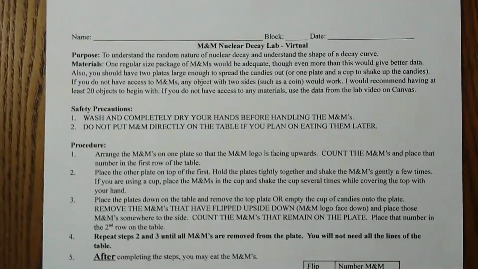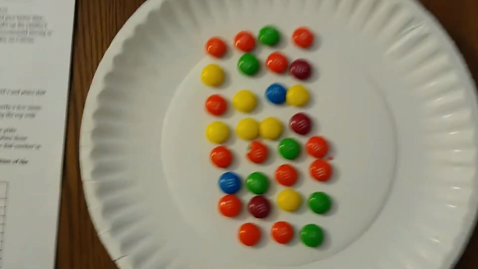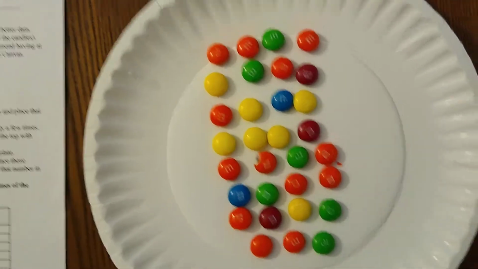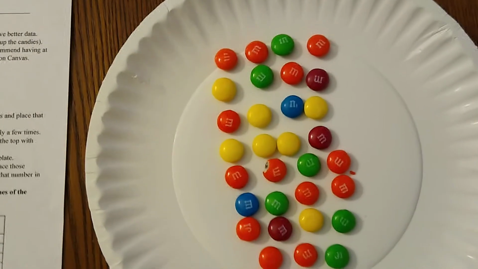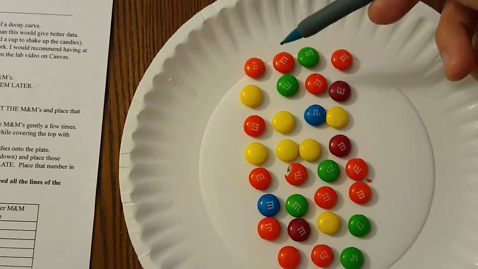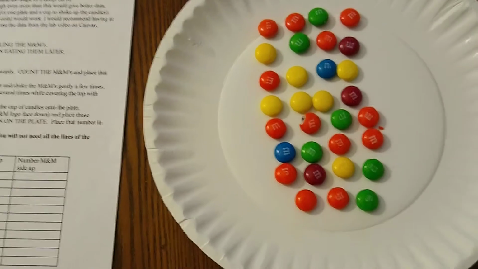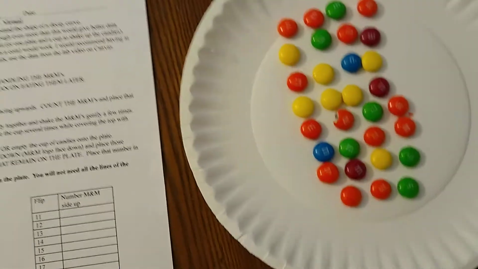So the first thing that you want to do, and this is a printout of your directions that I've put online, is spread out your M&Ms. I would recommend getting them face up to begin with, and group them together like I've done here to make them easier to count. So I have 1, 2, 3, 4, 5, 6, 7 rows of 4, so that's 28. 29, 30, 31. So in my batch of M&Ms here, I have 31 M&Ms.